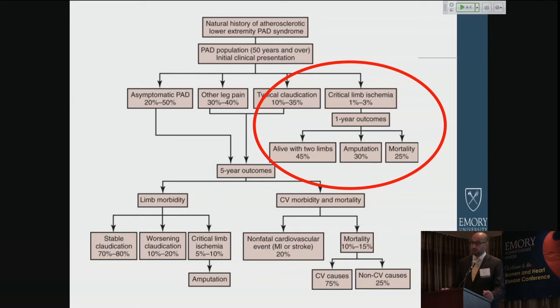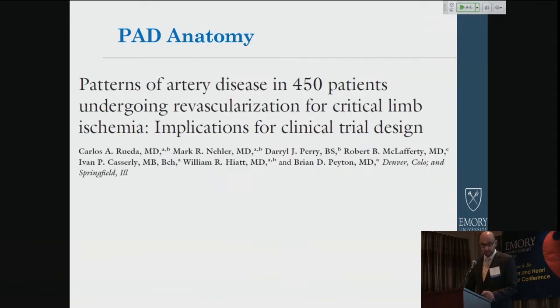Critical limb ischemia patients, as we said, around 30% will lose their legs. 25% will end up with mortality at 1 year if left untreated.